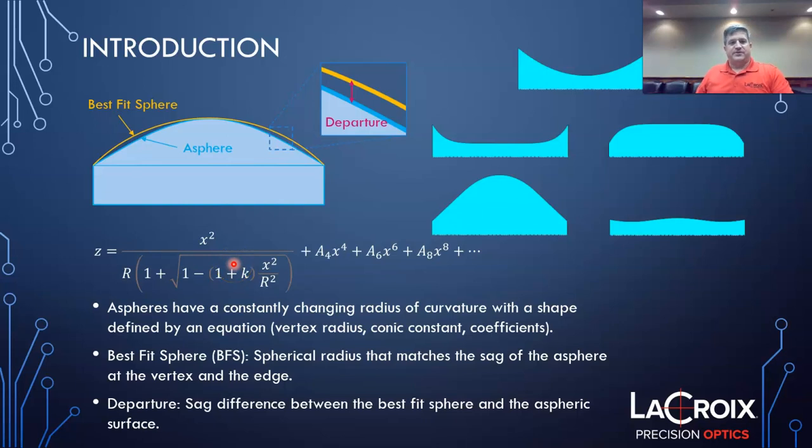Related to the best fit sphere is your departure. The departure is the difference between your actual aspheric surface, the blue line here, and your best fit sphere, or the orange line. And that's in the Z direction, not normal to the surface. That gives you an indication of how extreme of an ASPHERE you have. So people will often talk about how much departure the ASPHERE has. It's certainly not the end-all be-all of how challenging an ASPHERE is, but it gives a good idea. A low departure ASPHERE of, say, 5 microns is probably going to be easy to make. If it has 2 millimeters of departure on a 50 millimeter diameter part, there are probably going to be some challenges in there.